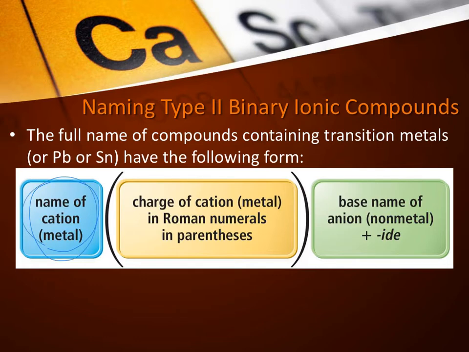So let's do PbCl2. Even though lead is not a transition metal, it behaves like one. So we would start naming that the same way, which is lead. Then hopefully you remember that lead behaves like a transition metal, so I just write parentheses to prompt myself to figure out the charge.